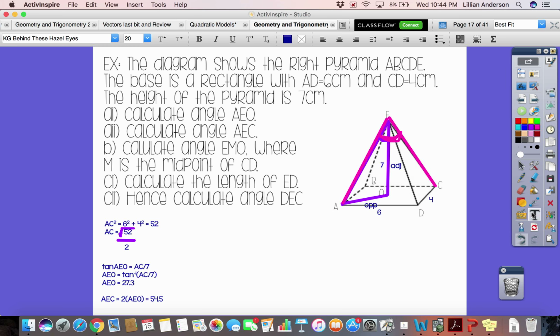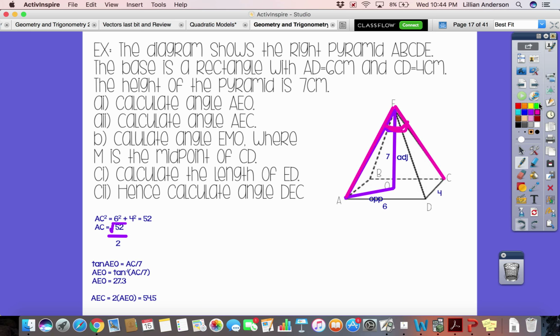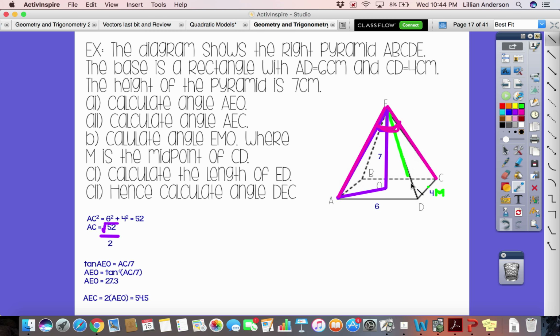And that's the angle that we round. Now we're told that M is the midpoint of CD right here. Let's go ahead and label that M. Since that's the midpoint, DM would be 2 and MC would be 2. So now to find the length of ED, we'll look for that length there.